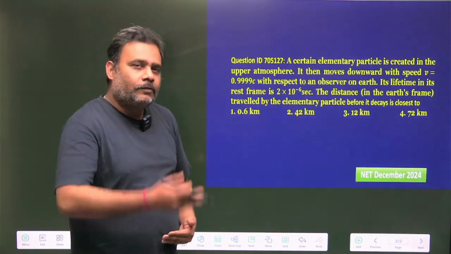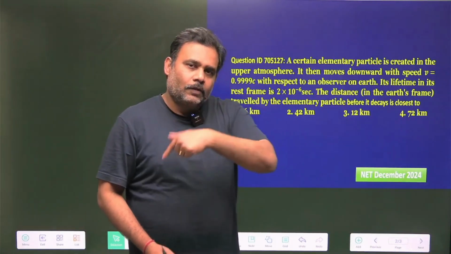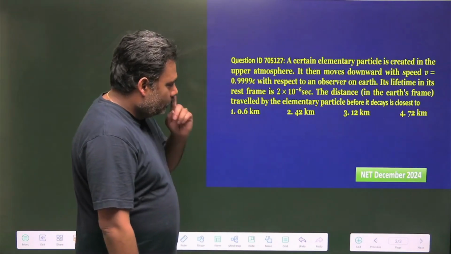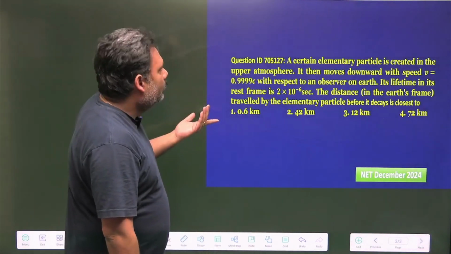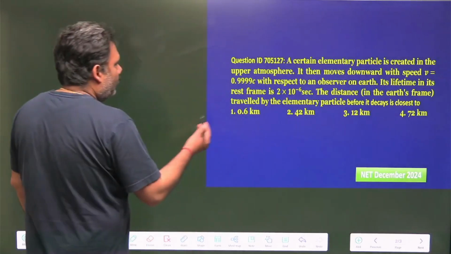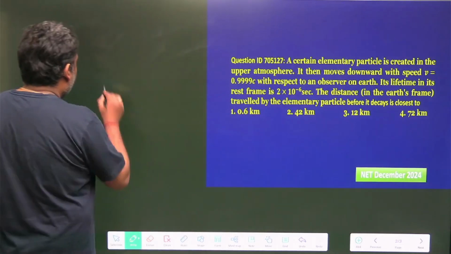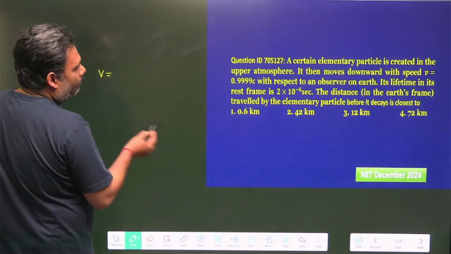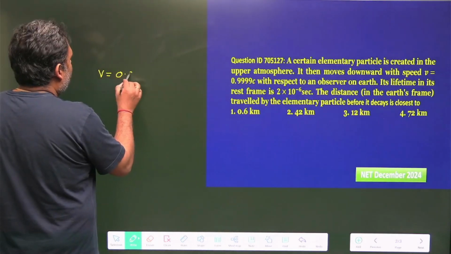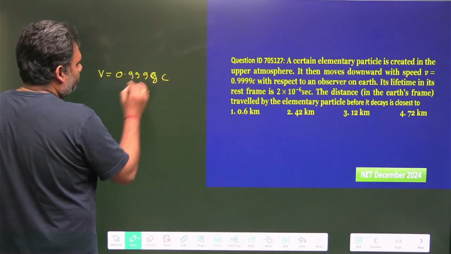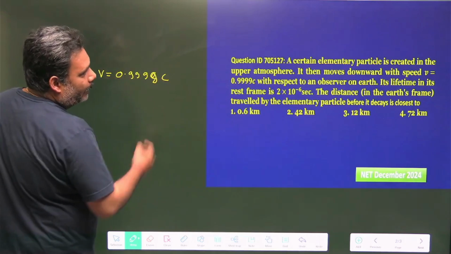Obviously, we have to calculate this distance with respect to Earth. So we have to just go for this one. Now students, how will you solve it? It is given that the velocity of the particle with respect to Earth is 0.99999 c, and the lifetime is given.